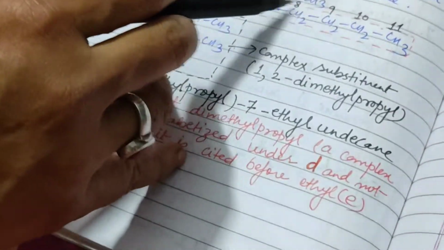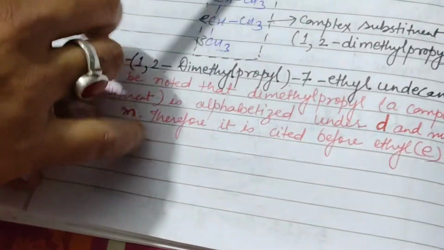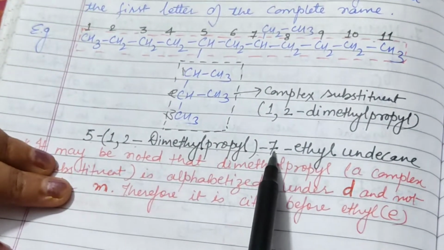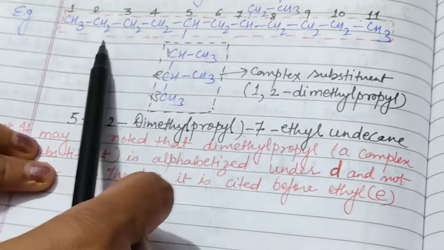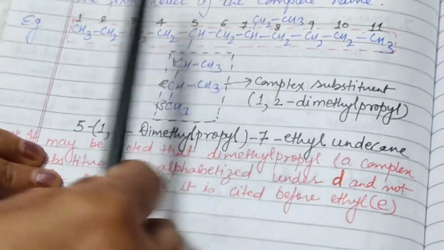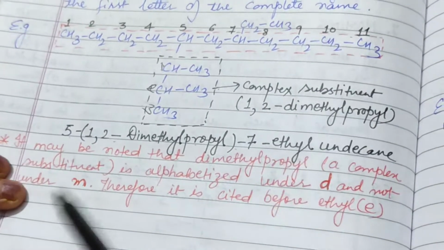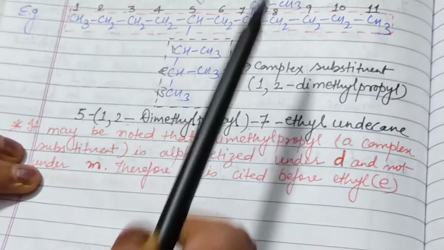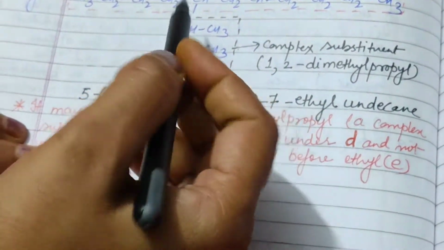and see, in this example one ethyl group is also attached at 7th position, so it will be further written 7-ethyl undecane. Why undecane? Because 11 carbon atoms are there in the main chain, you could see here. Okay, so the naming has been done according to the name of substituent attached in their alphabetical order.